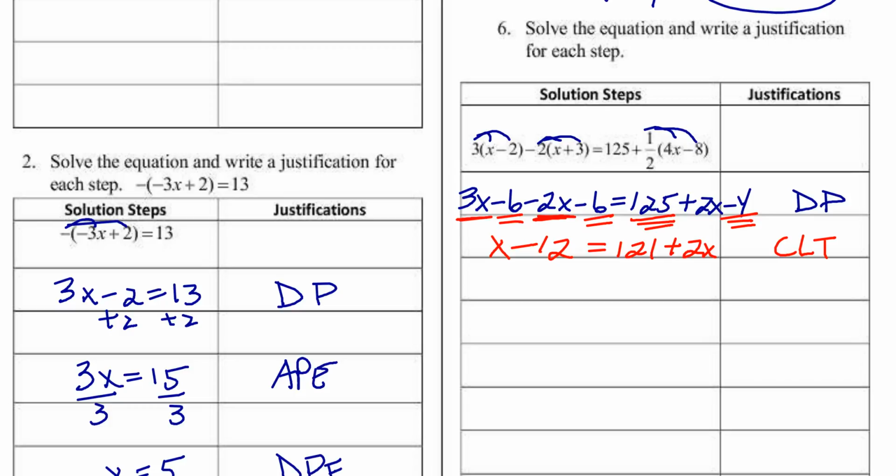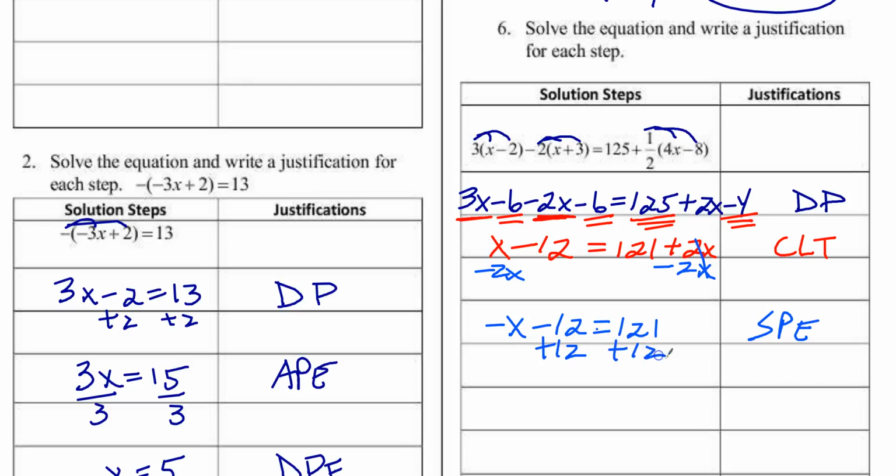Now I'm going to do the same thing I did on the previous problem. I'm going to subtract 2x from each side to get the variables onto the same side. These with negative x minus 12 is equal to 121. That was subtraction property of equality.